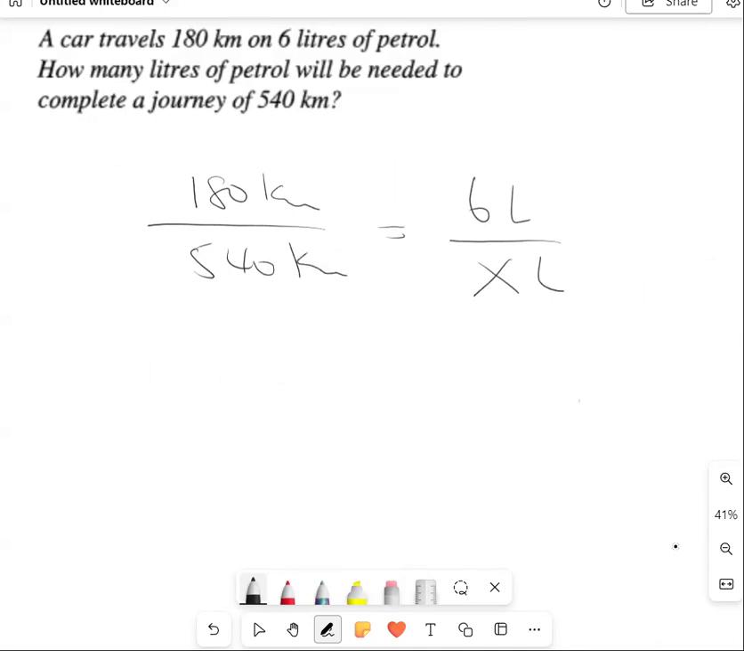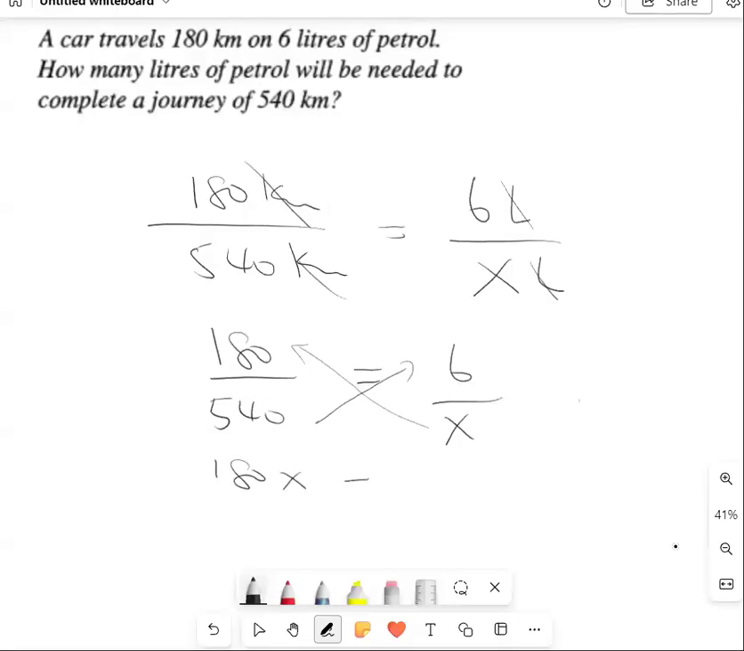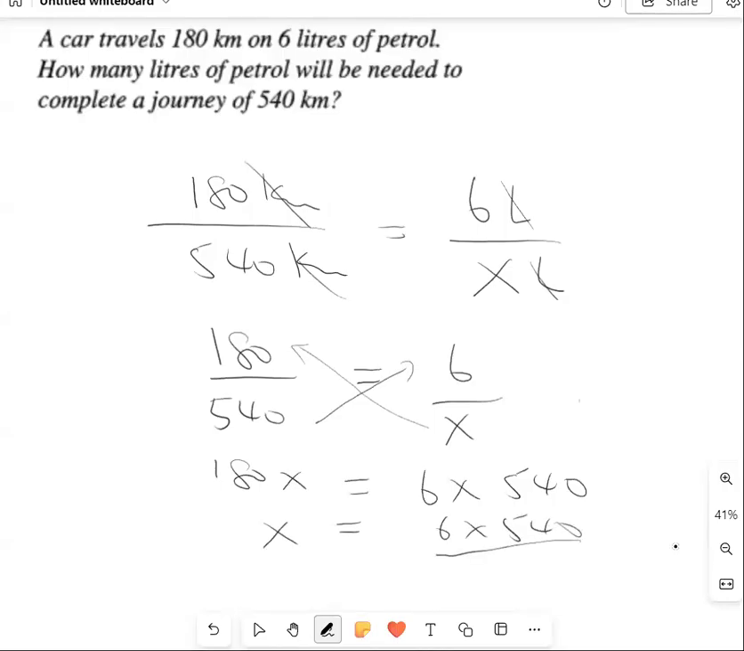So we'll drop all these units. We have a relationship here, 180 to 540. That's the ratio of the distances. It's supposed to be equal to the ratio of the amount of fuel used, right? So we can now cross multiply. We take this and multiply over there, we take this and multiply there, and you have 180x equals 6 multiplied by 540. X then is going to be 6 multiplied by 540 divided by 180.